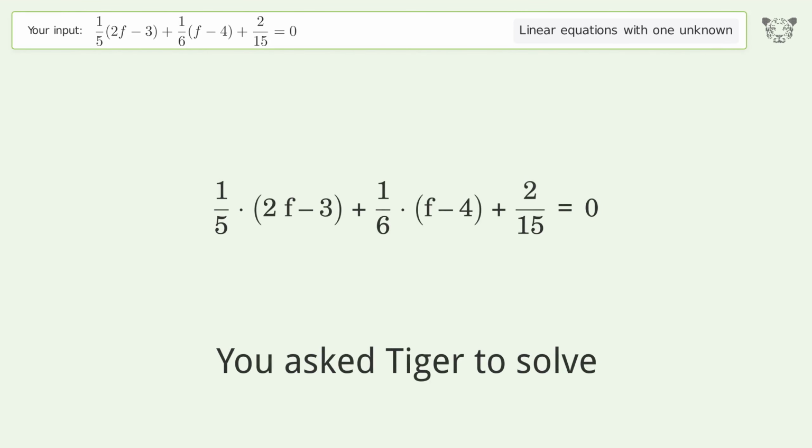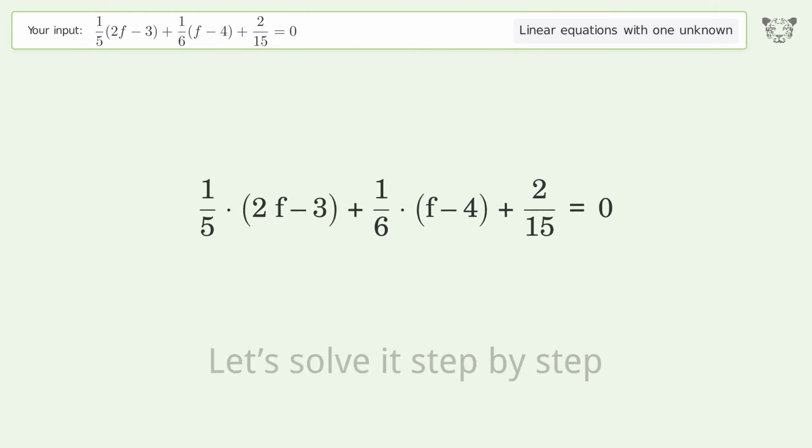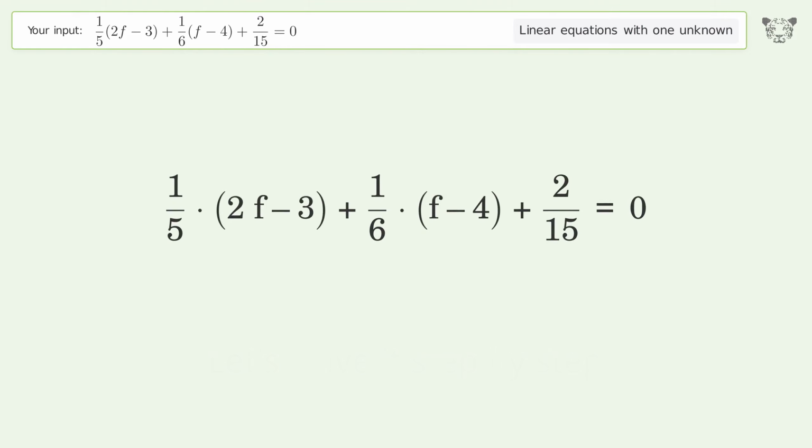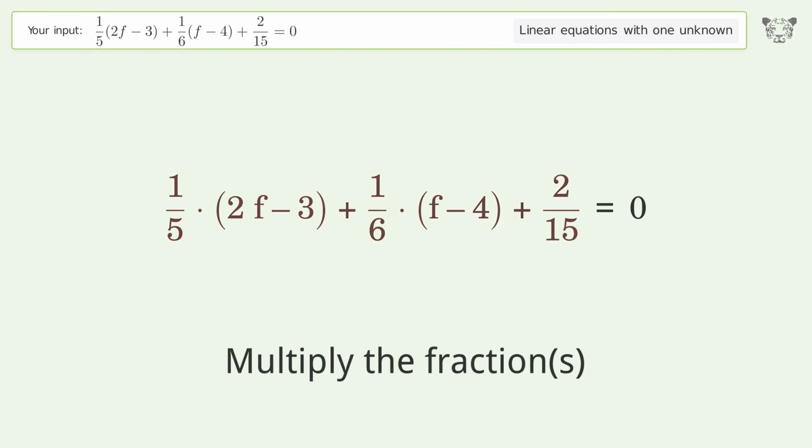You ask Tiger to solve. This deals with linear equations with one unknown. The final result is f equals 2. Let's solve it step by step. Simplify the expression. Multiply the fractions.